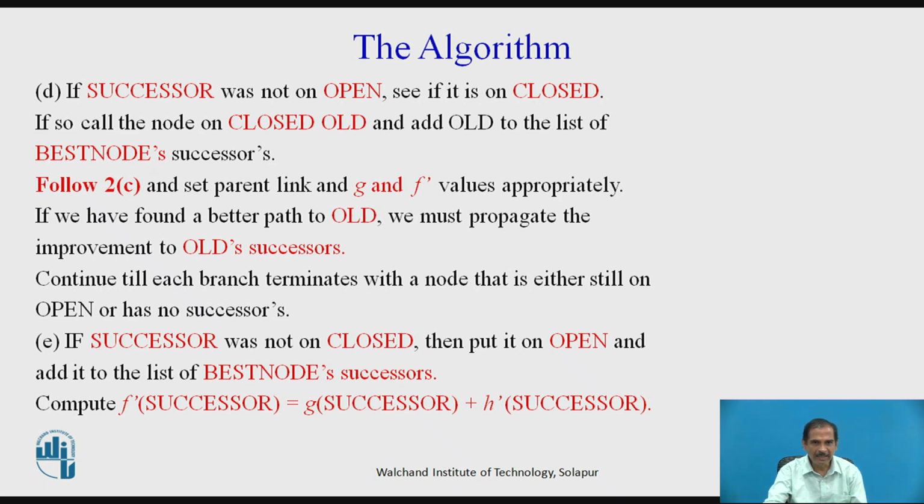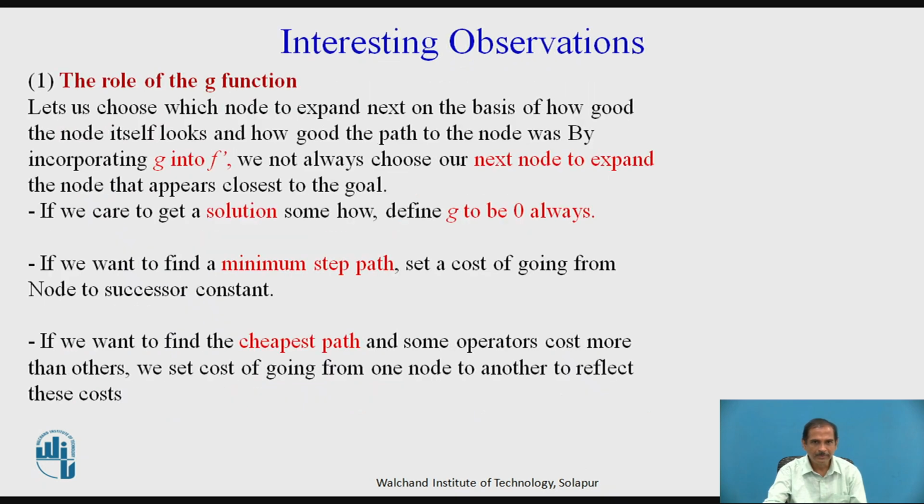If we have found a better path to old, then we propagate the improvement to the old successor and continue until the branch terminates with a node that is either still on open or has no successors. If the successor was not on closed, then put it on open and add it to the list of best node successors, and compute F dash of the successor to be G of successor plus H dash of successor, the path that leads from the start to the current and current to the goal.